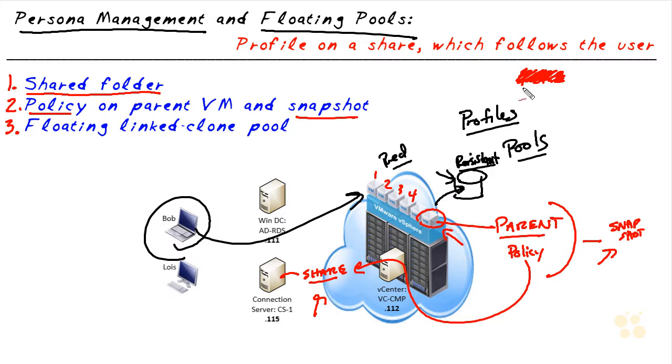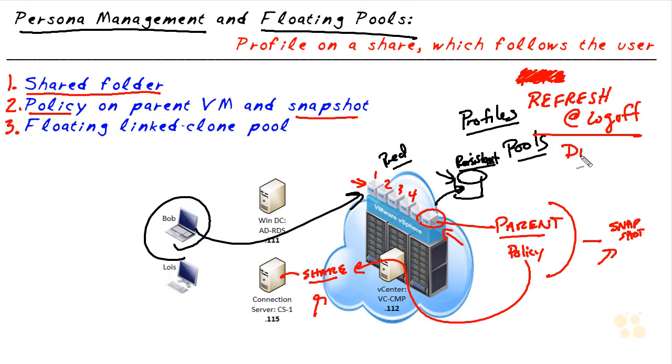And when using a floating pool, we can use features such as do a refresh at logoff. So if Bob did change or modify things on the OS disk, the Delta disk on his virtual machine, when he logs off, that virtual machine would be refreshed back to the mothership, back to the replica as part of the linked clone. So the next time Bob or anyone else who happens to log on to that same virtual machine wouldn't be affected by the changes Bob made to the OS disk.